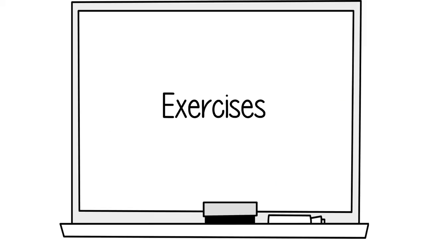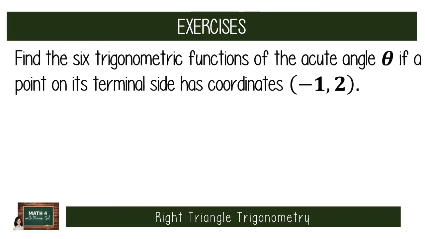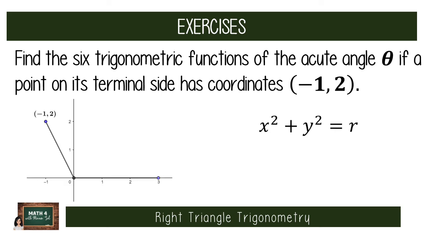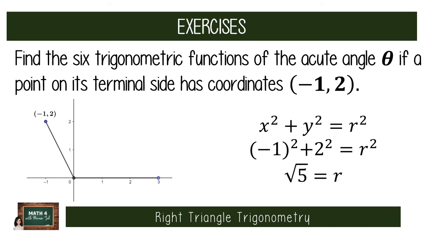Let's now have some exercises involving these trigonometric functions. Let's find the 6 trigonometric functions of an acute angle theta if a point on its terminal side has coordinates (-1, 2). Since r isn't given, let's find r first. Again, we know that x squared plus y squared equals r squared by the Pythagorean theorem. Thus, (-1) squared plus 2 squared is equal to r squared. This becomes square root of 5 is equal to r.